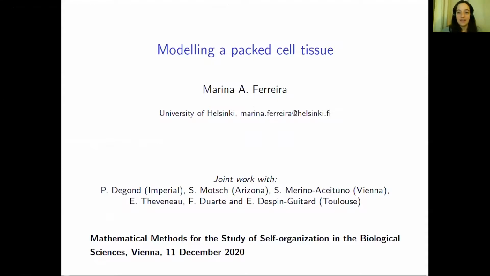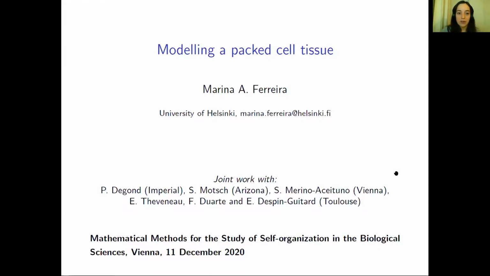Okay. First, thanks for organizing this workshop and for the invitation. So I will talk about the work I did during the PhD with Pierre and Sarah, and in collaboration with Eric's team in Toulouse.